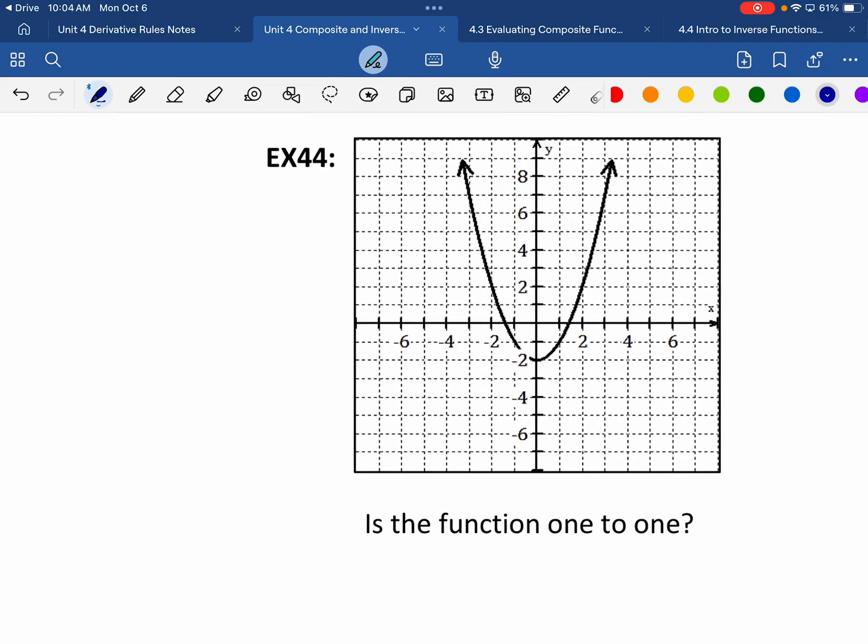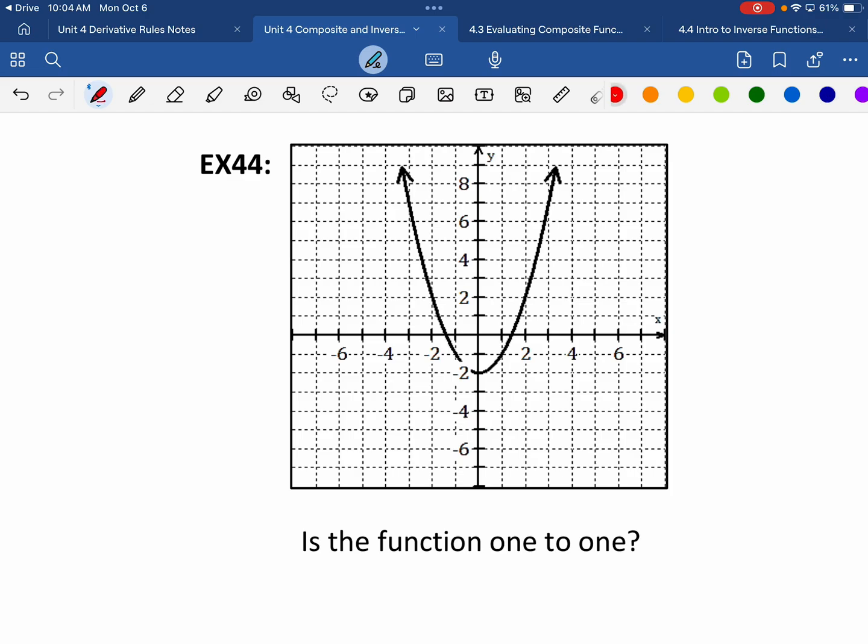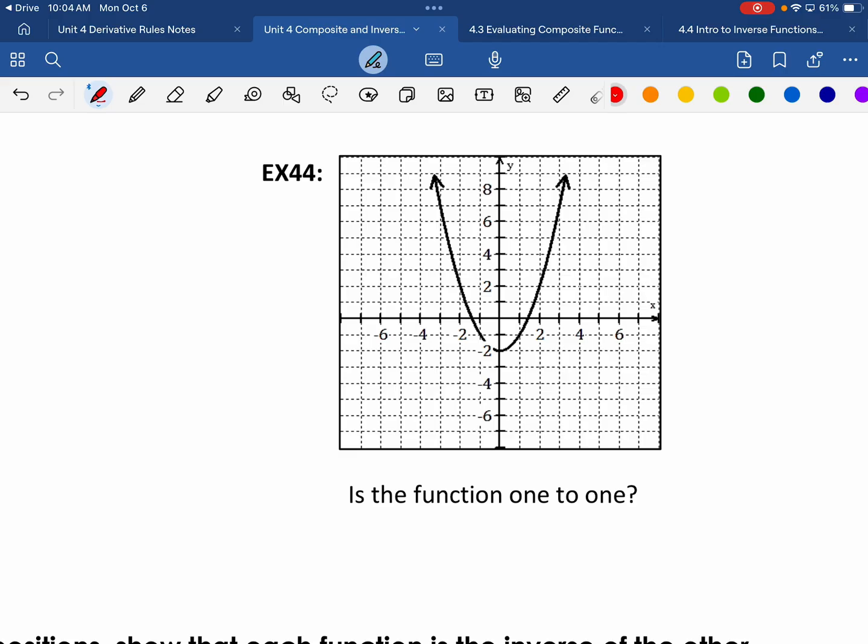Let's check 44. Is 44 1-to-1? No. What line test does it not pass? Horizontal. If you draw a horizontal line, it hits it twice. Does it pass the vertical? Yes. Is it a function? Yes, it's a function. It does not pass the horizontal line test, so it is not 1-to-1, which means the inverse will not be a function. If they're both not a function, is it still 1-to-1? No, because they would both have something repeating, and it's just not a function.